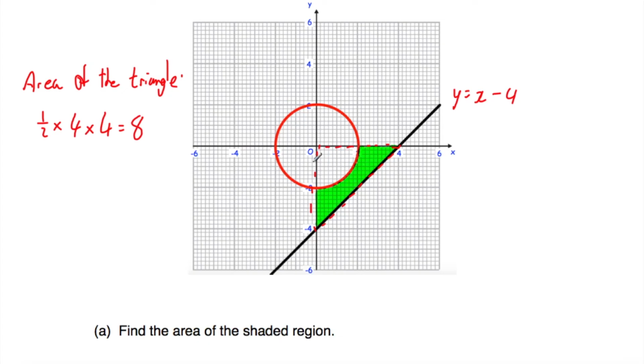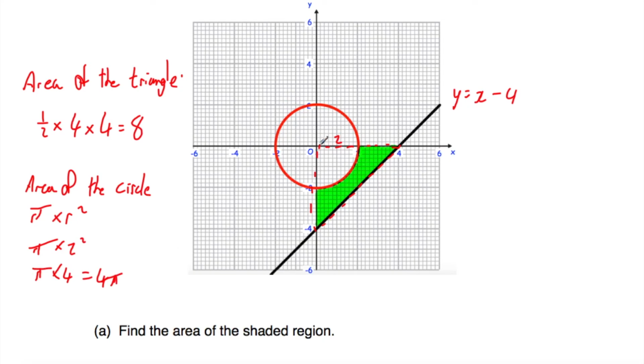Now we want to find the area of the quarter circle. To get the area of the quarter circle, I'm going to get the area of the whole circle, so I'm going to do pi r squared for the whole circle, and then divide by 4. So the area of the circle is pi multiplied by the radius squared. The radius of the whole circle is 2, because from here to here is 2. So we're going to do pi multiplied by 2 squared. And 2 squared is 4, so that's pi times 4, which is 4 pi. So the area of the whole circle is 4 pi.